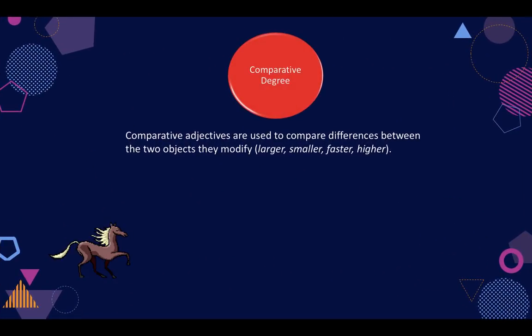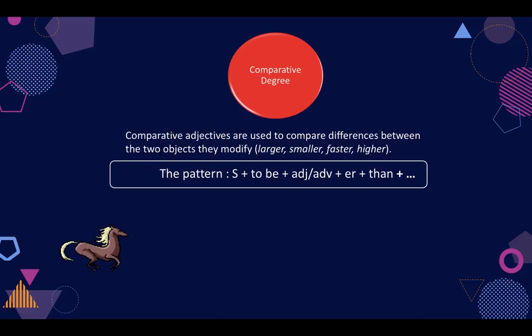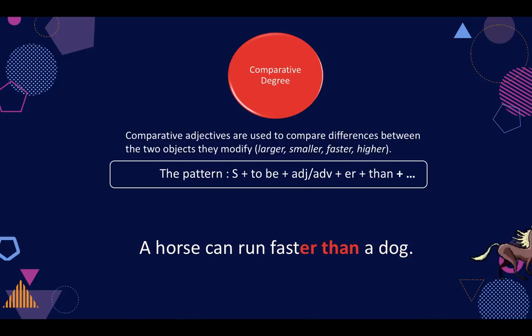Comparative adjectives are used to compare differences between two objects. They modify larger, smaller, faster, and higher. So this is the pattern, and the example is: a horse can run faster than a dog.